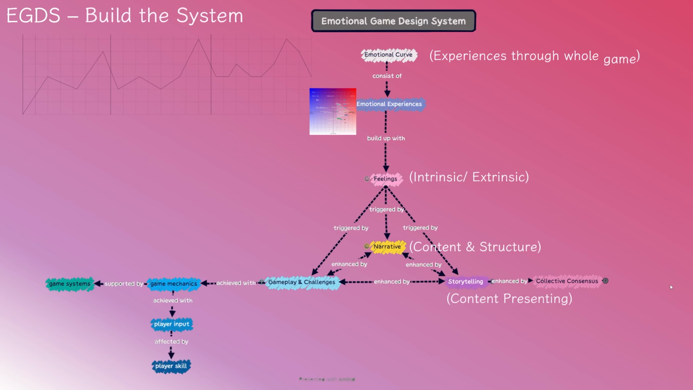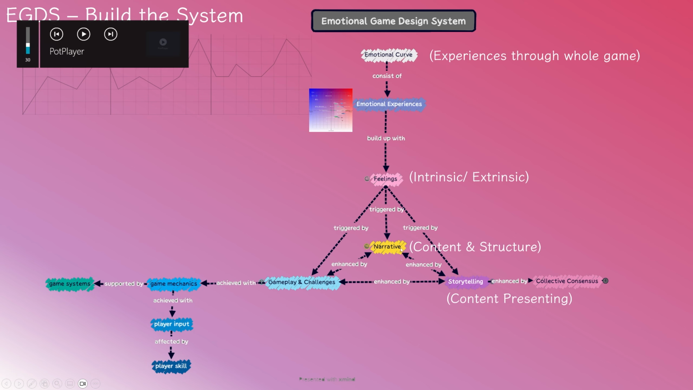So this is the emotional game design system. If we say that the emotional curve is the experience through the whole game, which consists of emotional experiences, the emotional experiences are built up with feelings, either intrinsic or extrinsic. I will explain later. The feelings could be triggered by either gameplay and challenges, or narrative and storytelling. Those three parts are very important. They don't exist independently. They help each other and enhance each other.